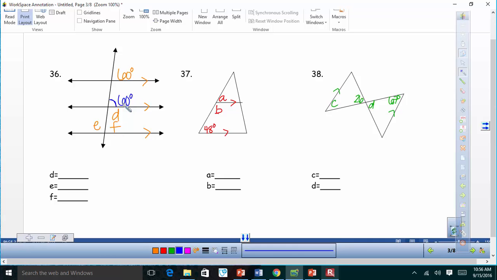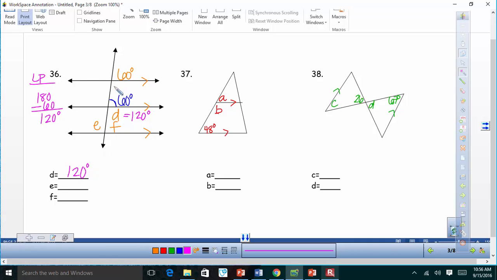Okay, can that help me get D? How? Okay, they're linear pairs. Very good. So we would do 180 minus 60, and that would give me 120. Okay, so that means D is 120 degrees.